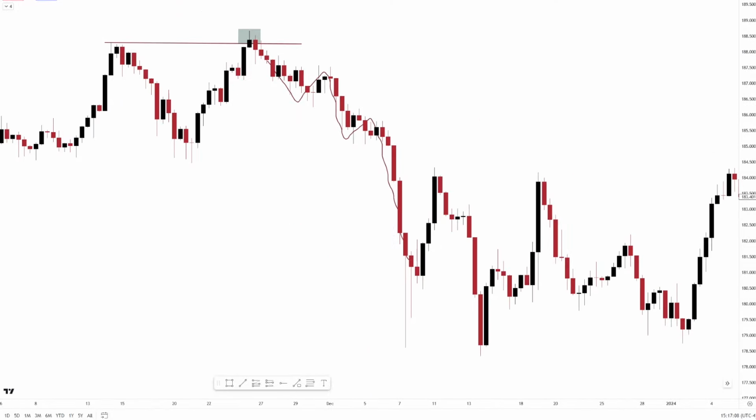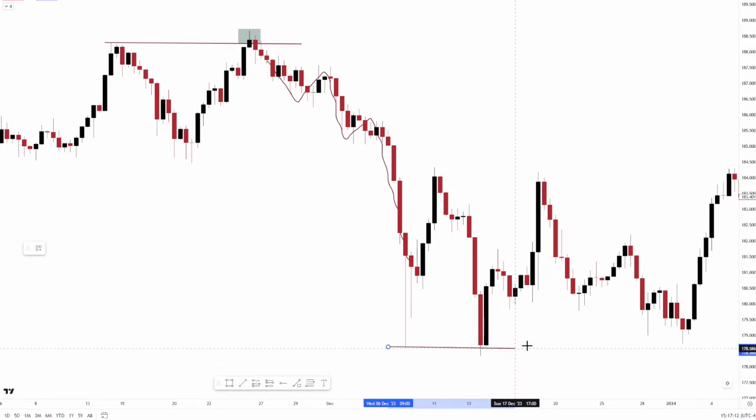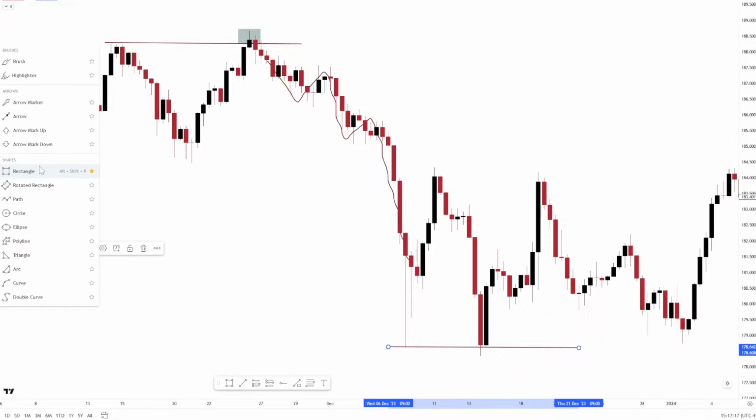So what does this tell us? That these areas right here are where business is conducted. You have sellers trapped right here.